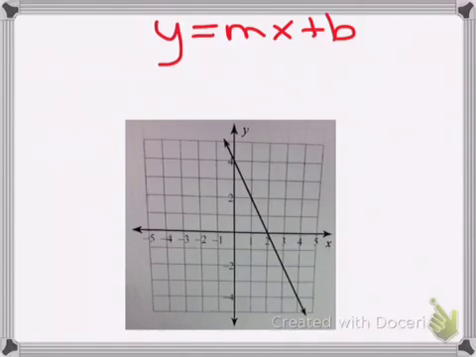Right, it looks like it crosses the y-axis right here at 4. So I'm going to put +4. Now let's identify some points on our graph. Here's a point, here's one, here's one, here's one. Any of those points will do, as long as it's crossing at this intersection.